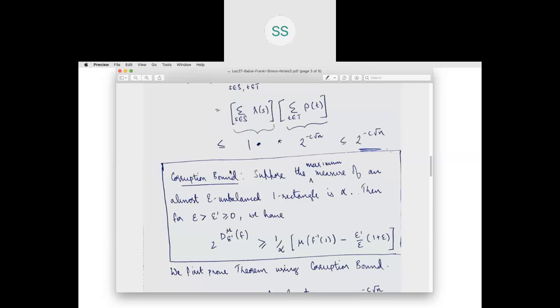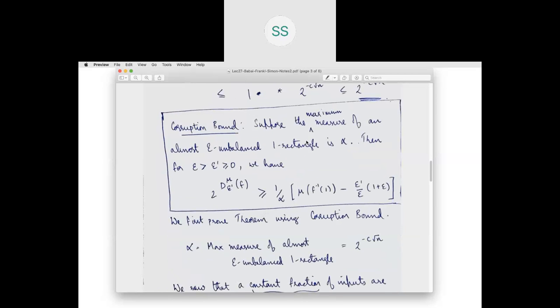I'm just wondering if we are assuming, because a one rectangle makes sense only when there is a protocol. Okay, let's move on. Let's sort this out later.